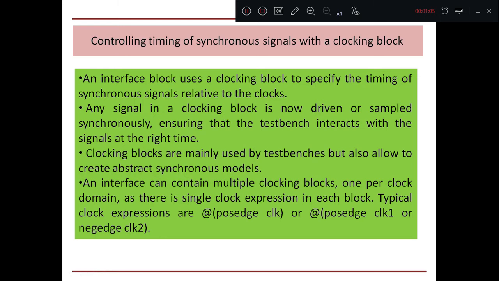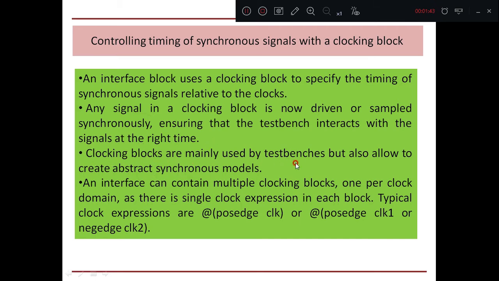Now, controlling the timing of the synchronous signal with the clocking block. There is a construct known as the clocking block, which is used to help synchronize the signals. An interface block uses the clocking block to specify the timing of the synchronous signals relative to the clocks. Any signal in a clocking block is now driven or sampled synchronously, ensuring that the test bench interacts with the signals at the right time.